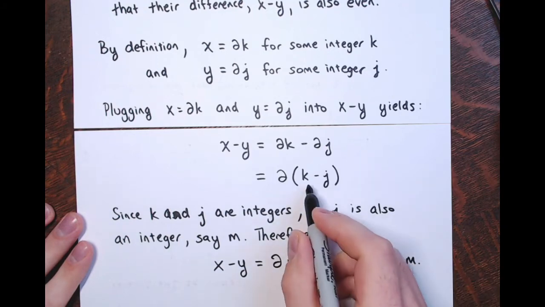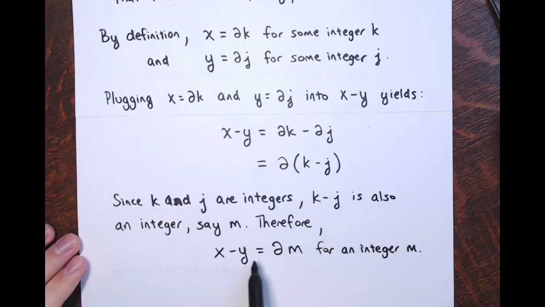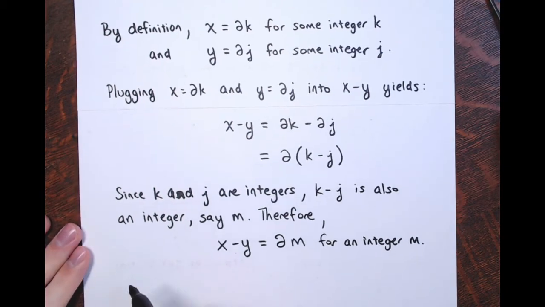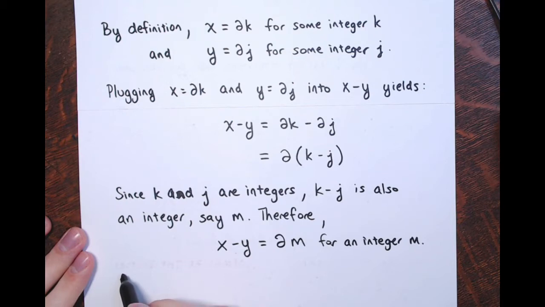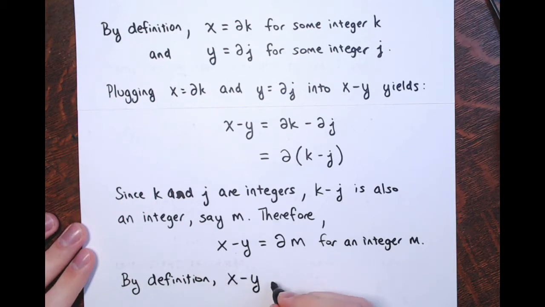Right, we know that m is this k minus j. m is an integer. This is the definition of evenness. It's a multiple of 2. So then by the definition of evenness, therefore, or thus, or hence, some fancy words, x minus y is an even integer, because it is an integer multiple of 2.